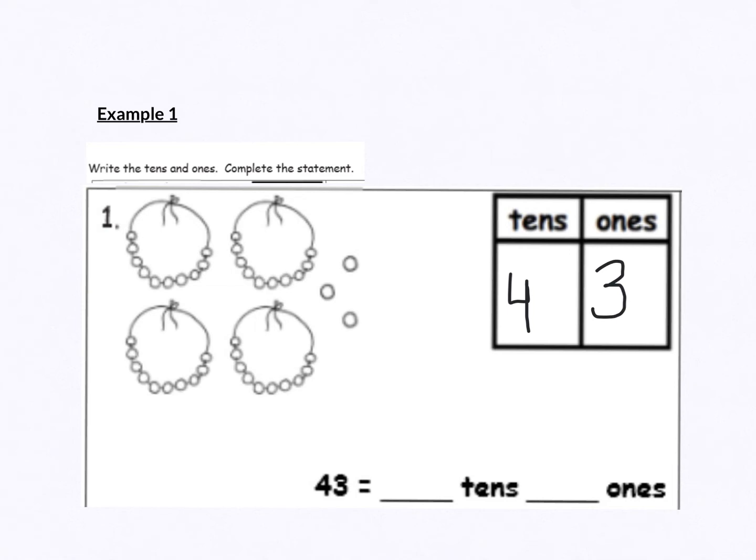So looking down here at our statement, it says blank tens and blank ones. 4 tens and 3 ones is equal to 43.